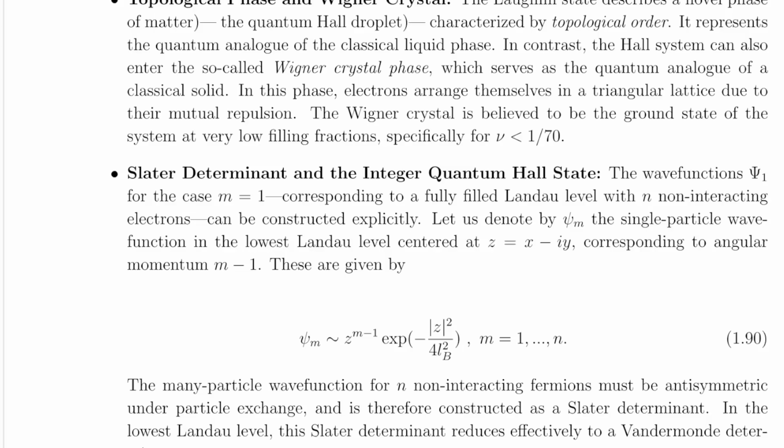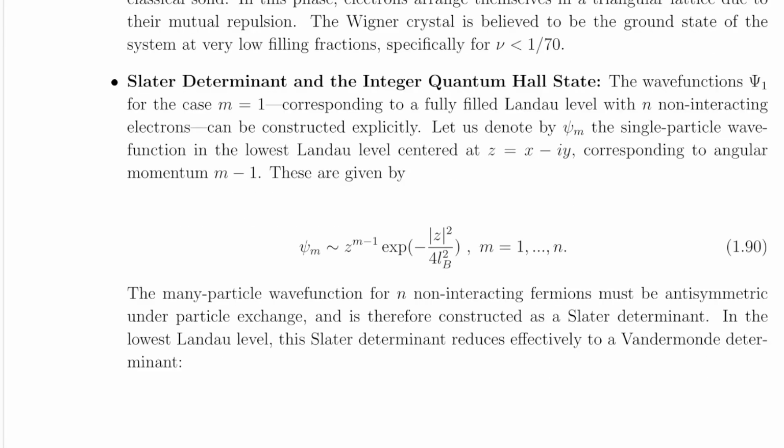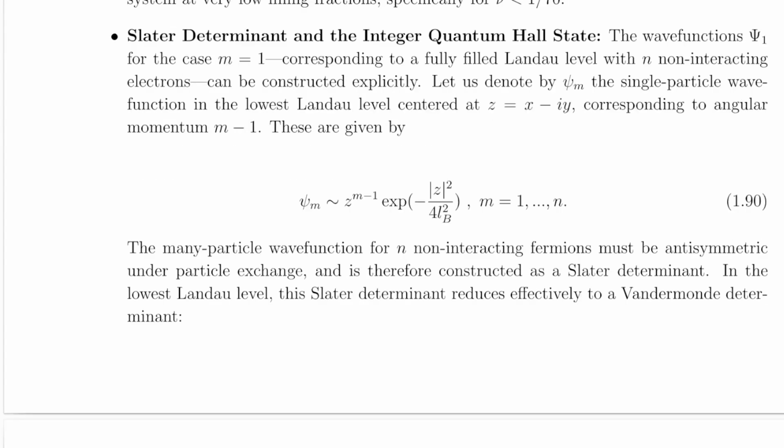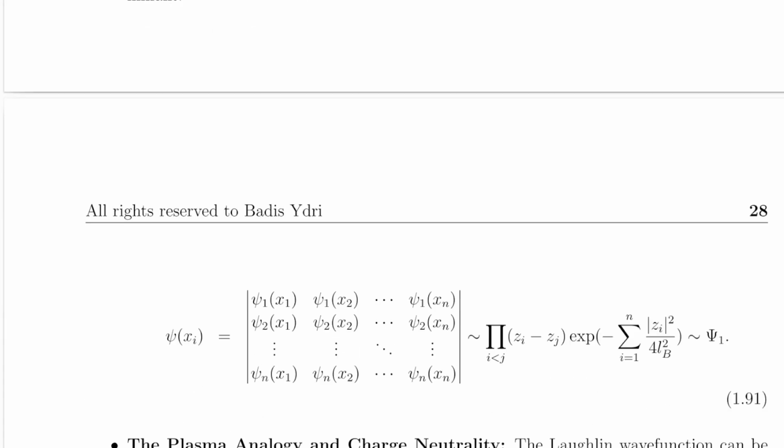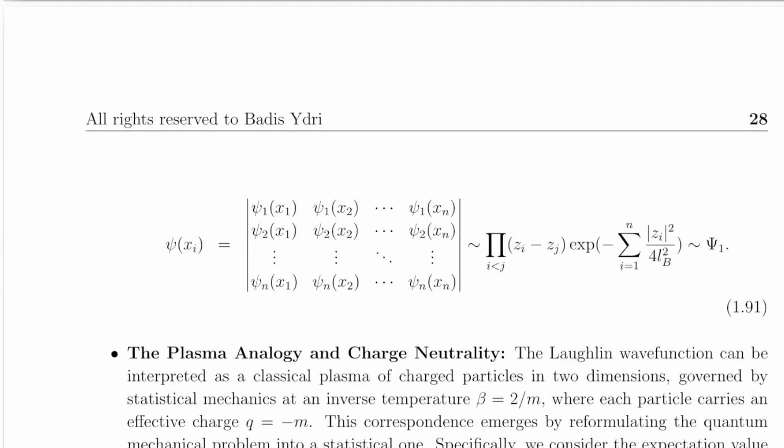To appreciate the Laughlin wave function, compare it to the simpler case of a fully filled Landau level. There, the wave function is a Slater determinant, ensuring antisymmetry. In the lowest Landau level, it simplifies into a Vandermonde determinant, a product over electron pairs. Laughlin took this and raised it to the mth power to describe stronger correlations at fractional fillings.